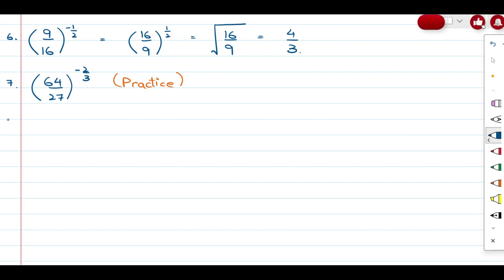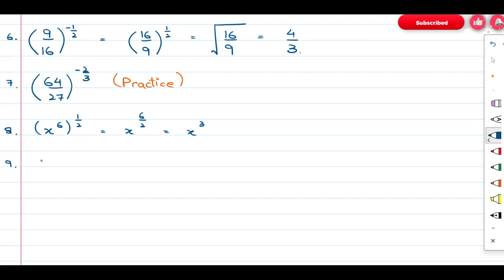Okay, now the next example, number 8. Let's say I have x to the power 6 and its whole power is 1 by 2. How do we simplify this? x to the power 6 by 2, which is x to the power 3, right?